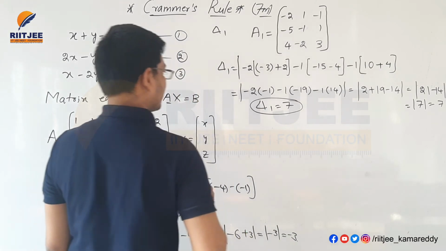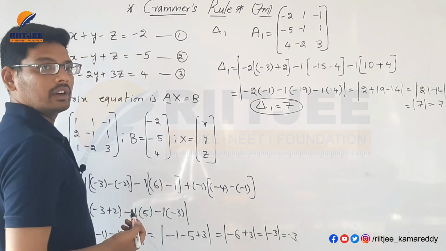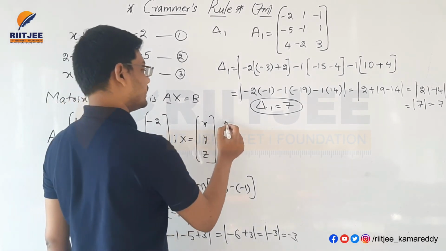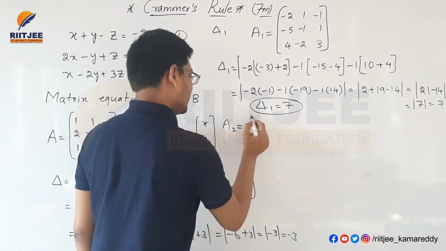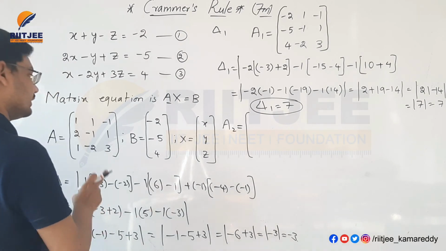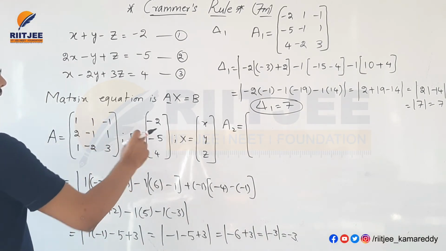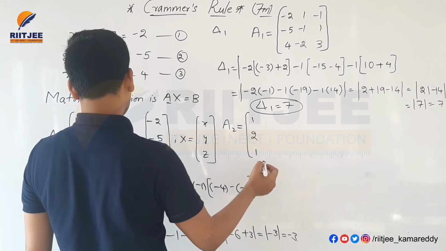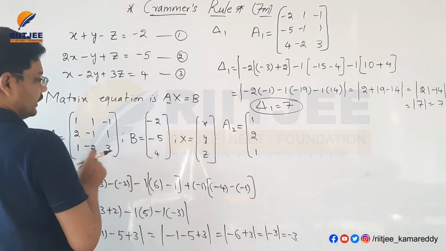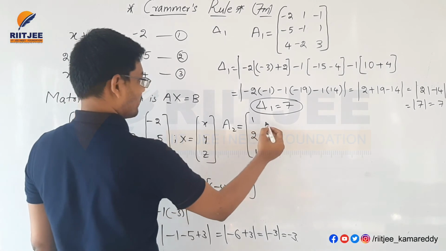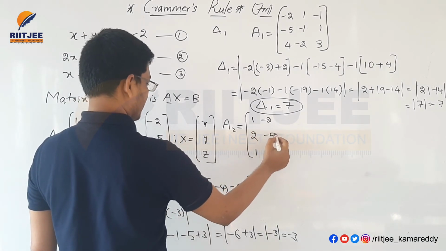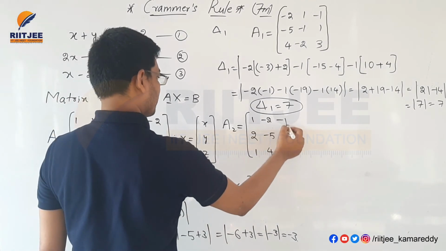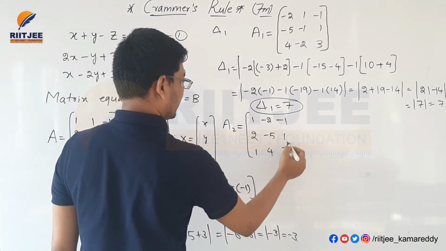Next, we need to find the value of delta 2 here. To find delta 2, we need to frame first the A2 matrix. A2 is nothing but replacing C2 with the B matrix here. 1, 2, 1 and replacing C2 with B here, -2, -5, 4 and finally -1, 1, 3 here.